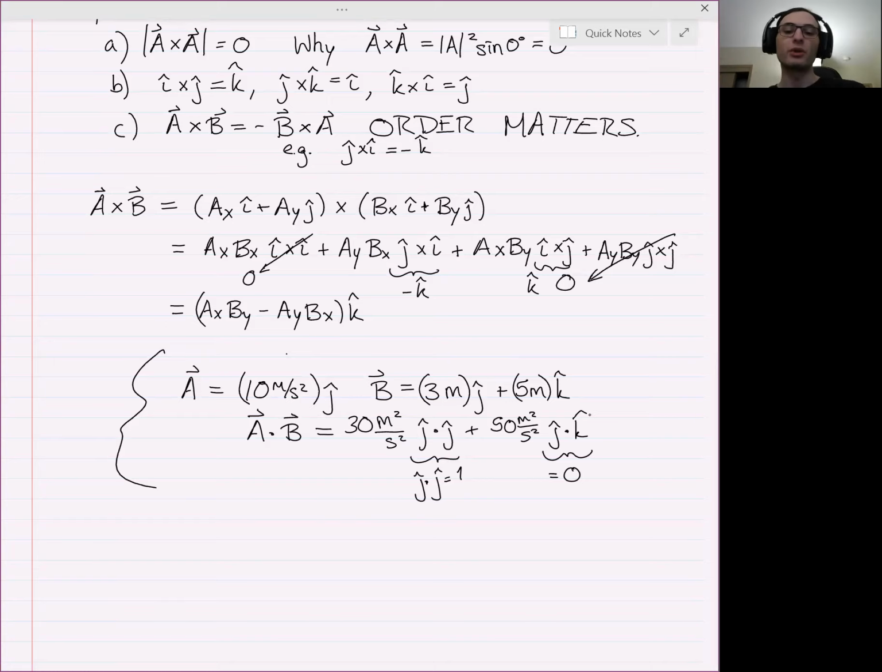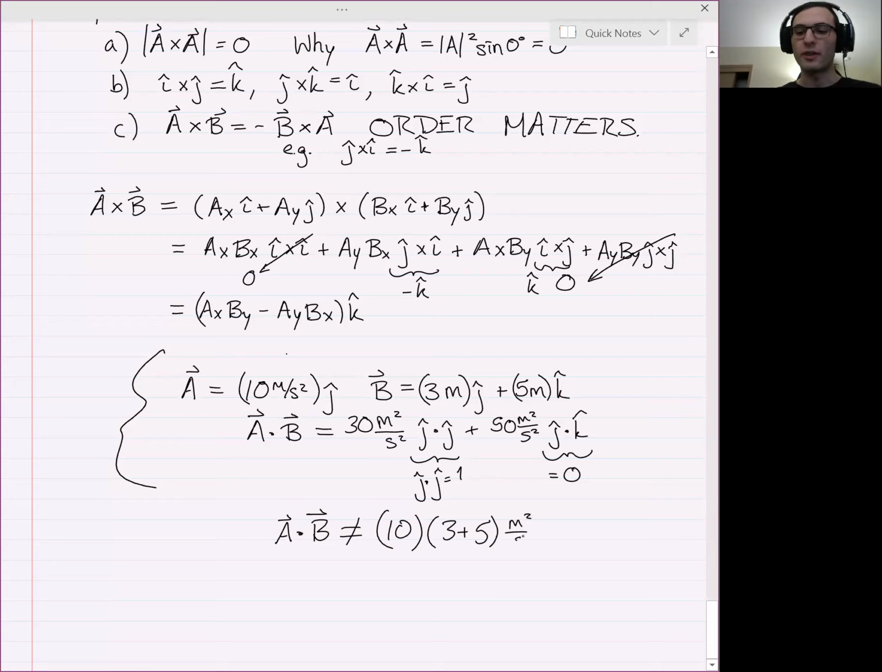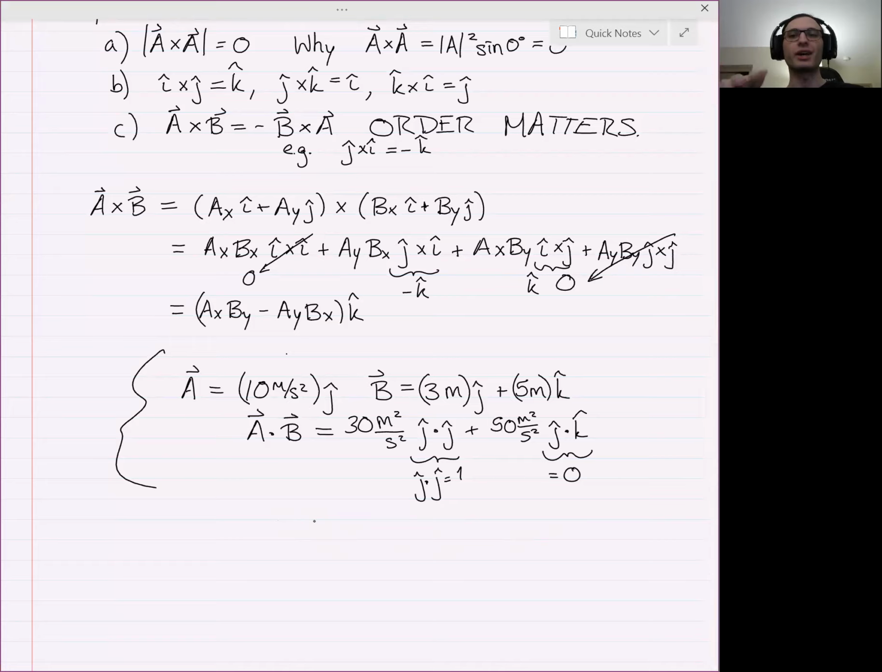No, you can't just multiply components directly. For example, a dot b is not 10 times 3 plus 5 meters squared per second squared. That's what I was getting at. You can't just multiply it straight across. The dot product is a very special way to multiply components that will give a meaningful answer. The dot product says multiply the x component of one vector by the x component of the second vector, and then add to that the product of the y components, and then add to that the product of the z components. So that is a very specific way to do multiplication. You can't just multiply them all together, for example.